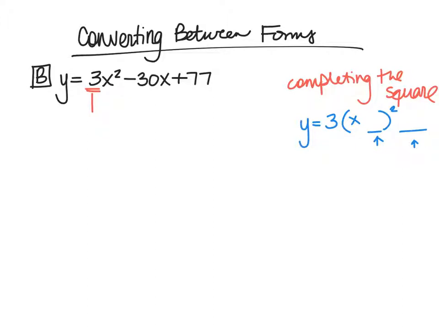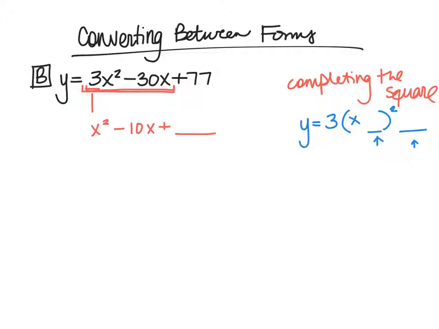So I know that 3 needs to be on the outside of parentheses, which means I'm going to have to divide it. So I'm going to go ahead and do that. And I'm really only going to divide the 3 out of these first 2 numbers. So when I do that, that's going to leave me with x squared minus 10x. And I'm going to put a plus blank. Okay, our job is to figure out that blank.